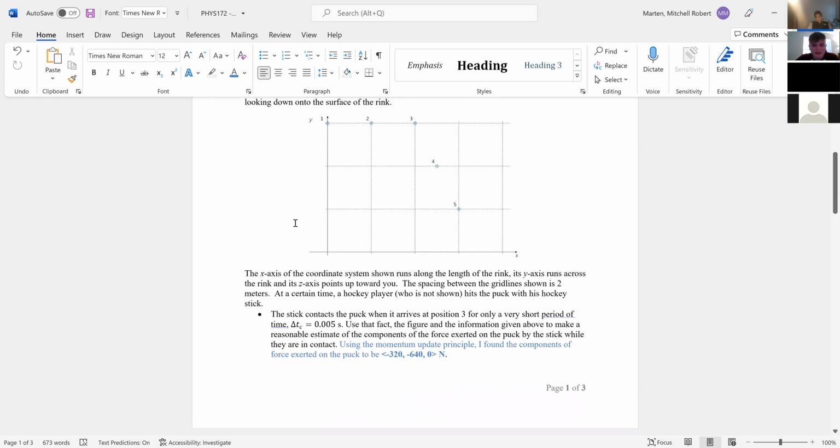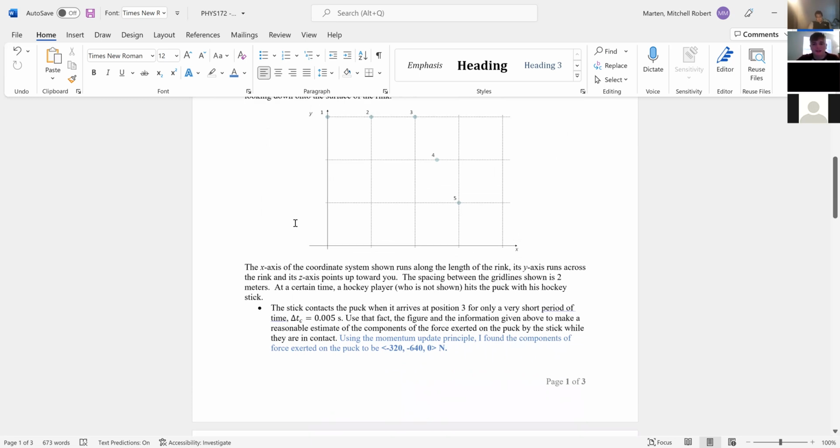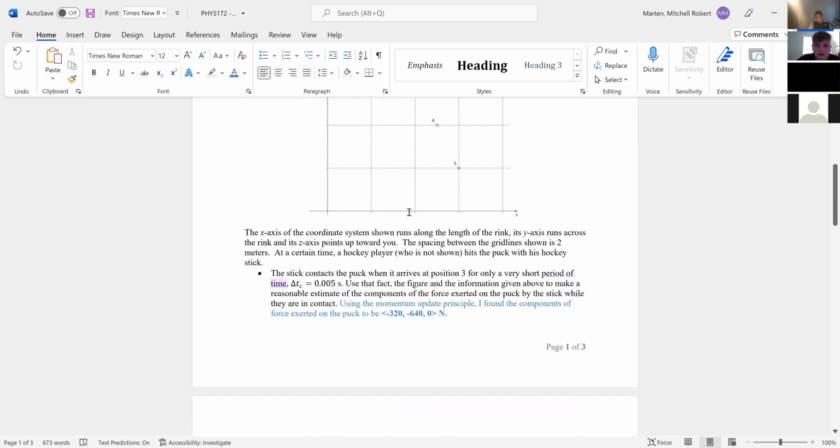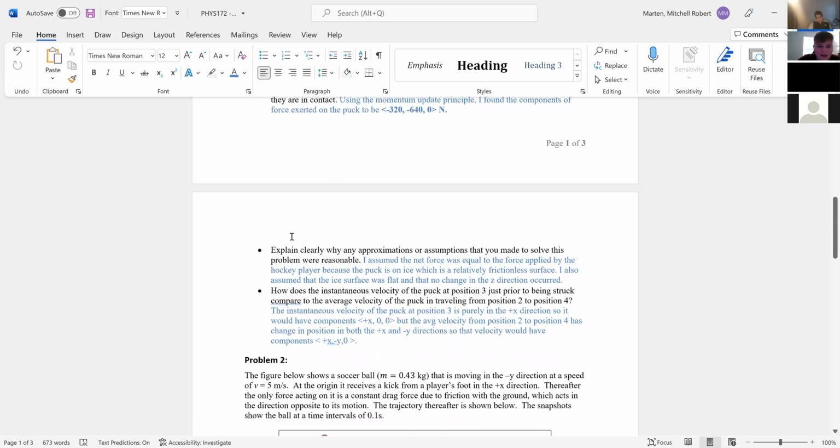So for the explanation of why my approximations and assumptions were reasonable, I said I assumed the net force was equal to the force applied by the hockey player because the puck is on ice, which is a relatively frictionless surface. I also assumed that the ice surface was flat and that there was no change in the z direction, so up and down. Do you guys have anything else or just that? No, that's about it. Okay.